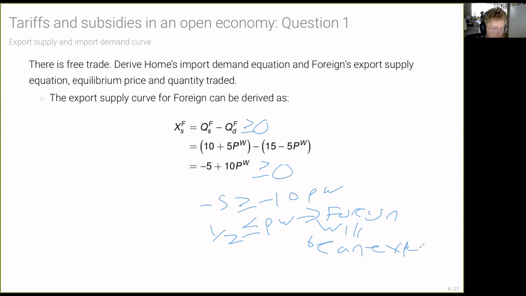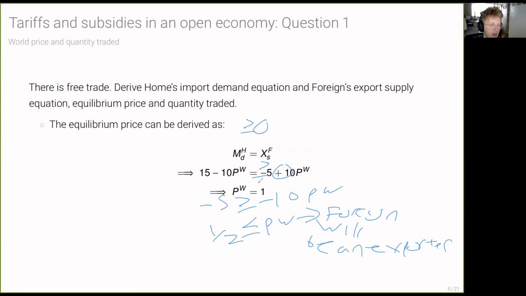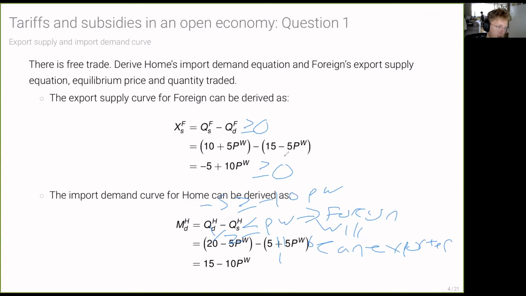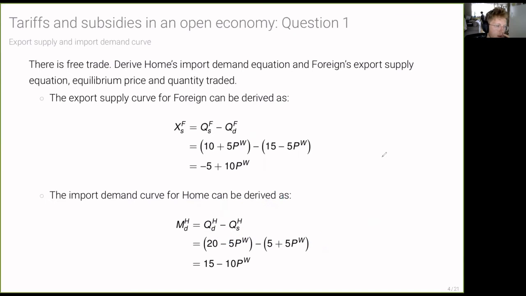Okay, but notice that if we calculated the equilibrium price equal to 1, then this world price is greater than 1, and so indeed we've confirmed that foreign is going to be exporting in this case. You can do the exact same thing for home.